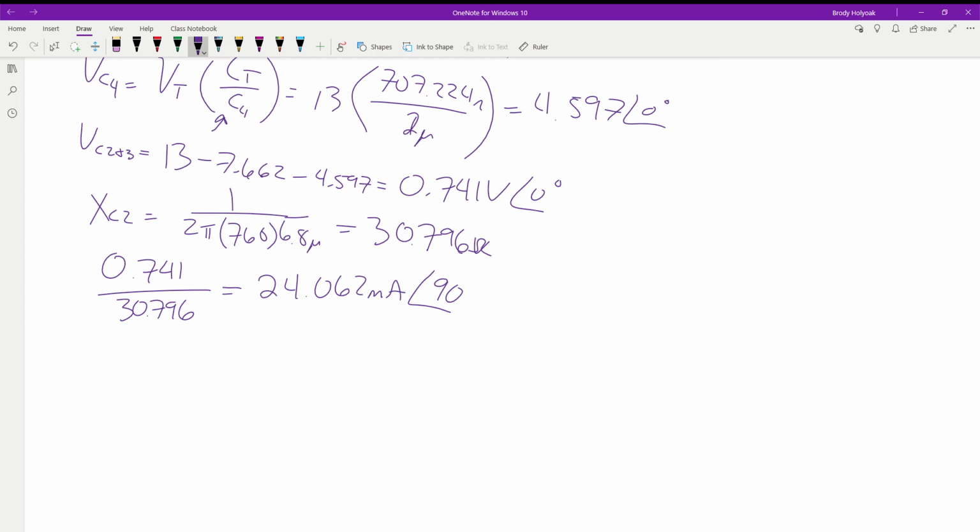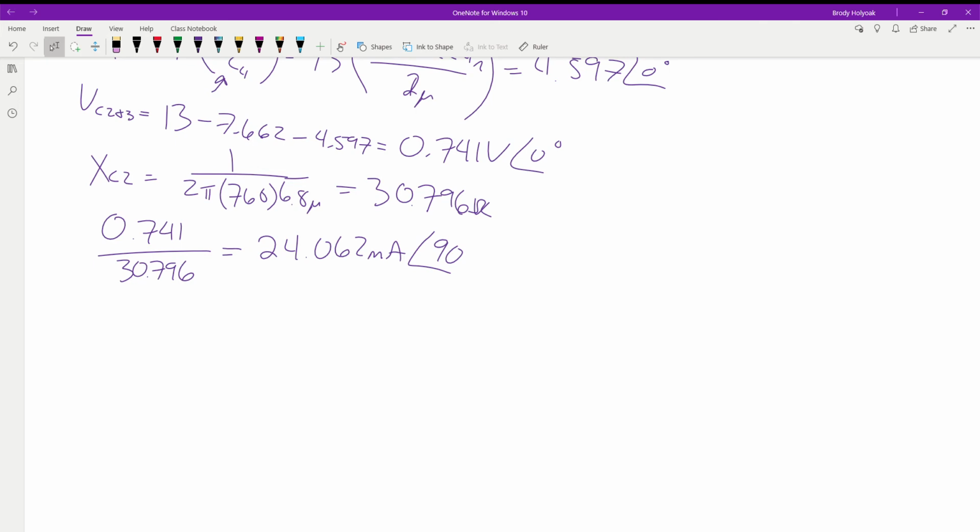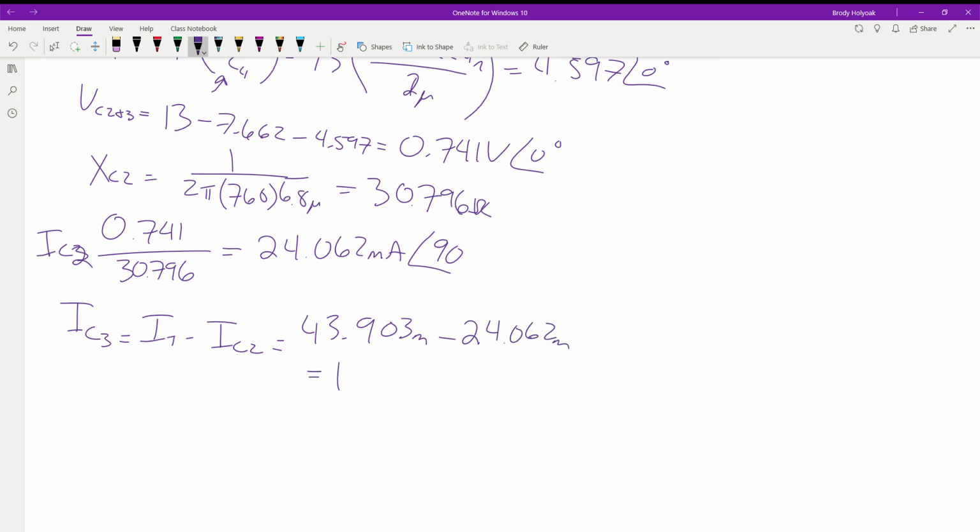Then, because these are all in phase, we can directly add and subtract. We started with the 43.9 milliamps. We take away the 24.062, and what we're left with is the current through C2. 43.903 milli minus the 24.062 milli, and we're left with 19.841 milliamps.